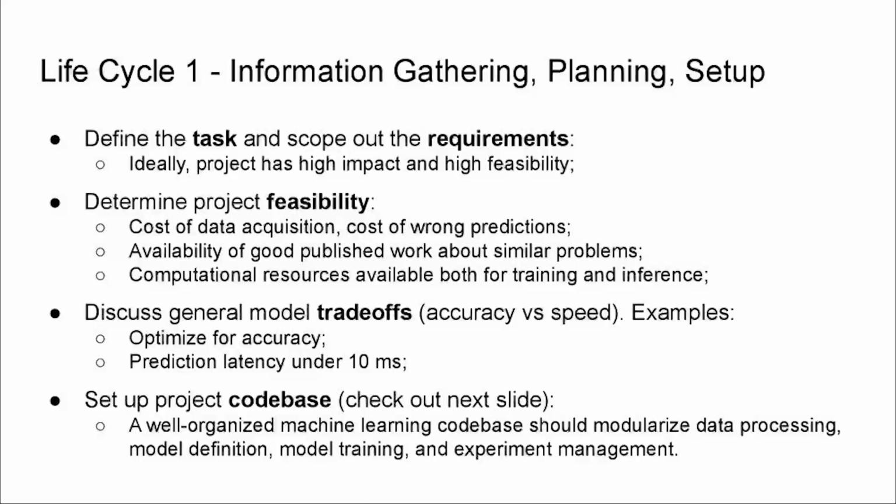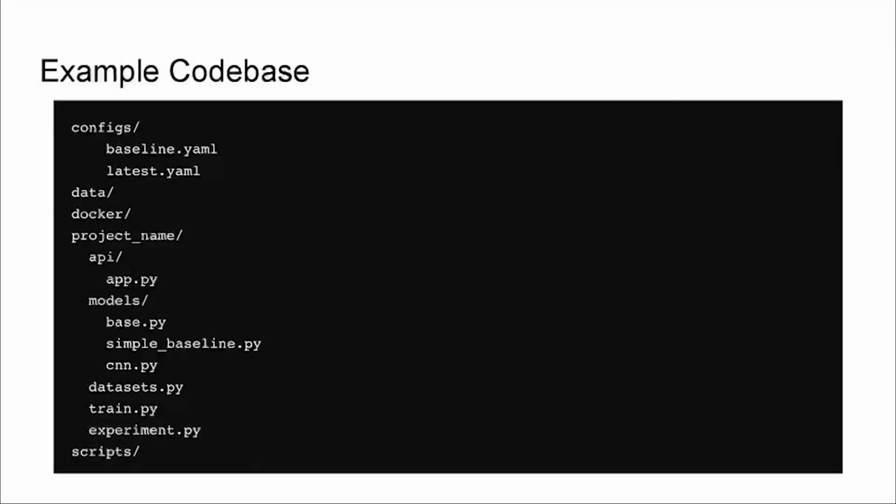Last, a well-organized machine learning codebase should modularize data processing, model definition, model training, and experiment management. In this example codebase, you can see the modularized structure we just discussed. Data provides a place to store raw and processed data for your project. Docker is a place to specify one or many Docker files for the project. App.py exposes the model through a REST client for predictions. Models defines a collection of machine learning models for the task, unified by a common API defined in base.py.